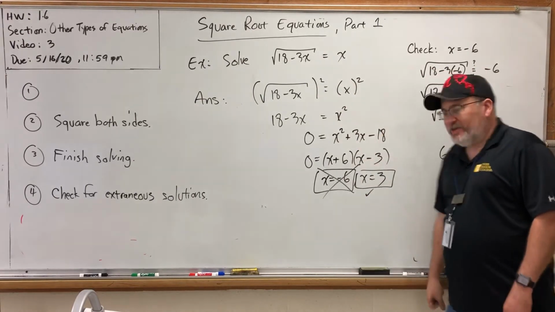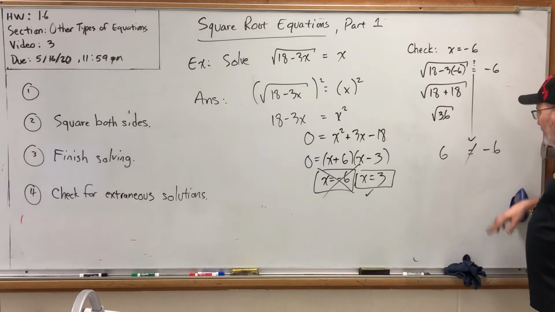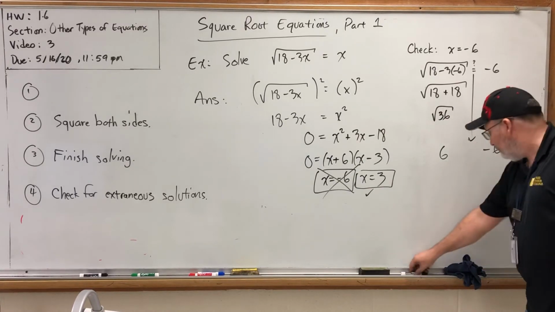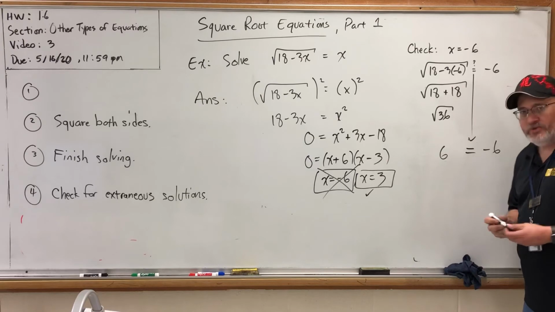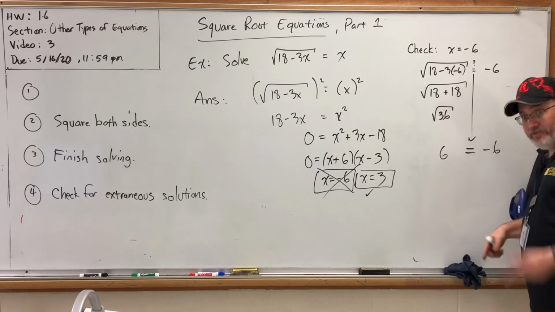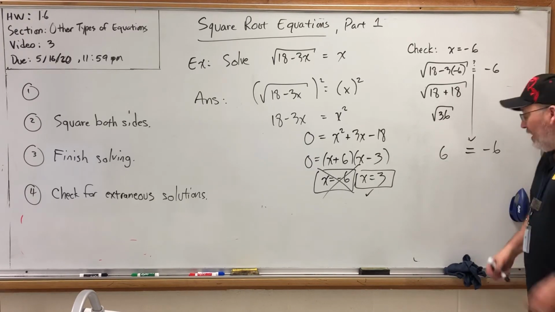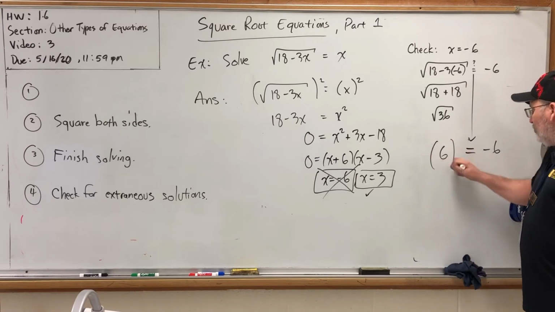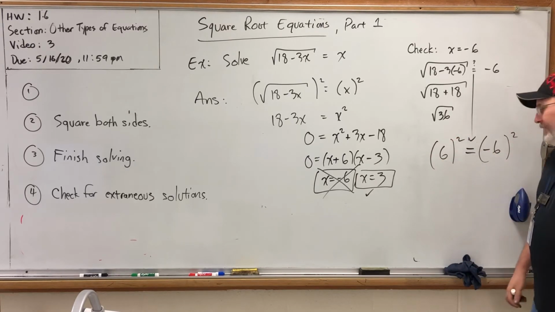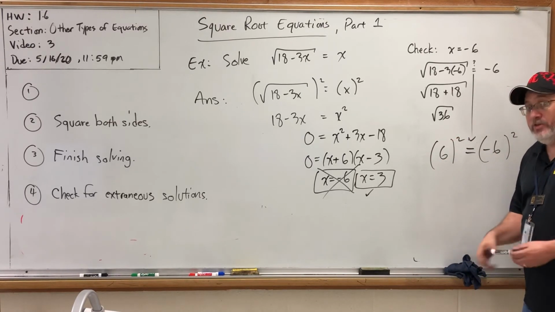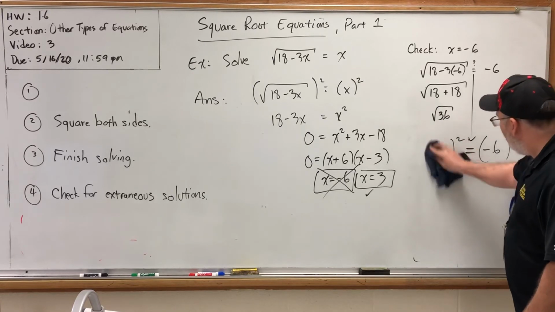We squared both sides. You see this false equation? Well, currently it's true. Now it's false. This is a lie, right? 6 equal to negative 6? No, it's not. But what would happen if I squared both sides? Then it would become true. You would get 36 on both sides.